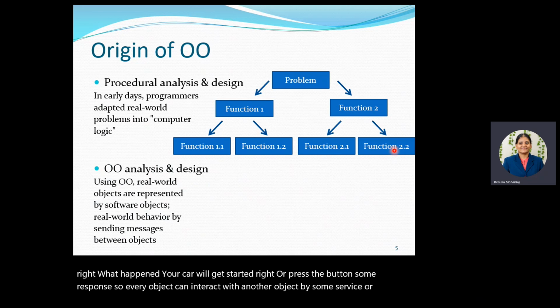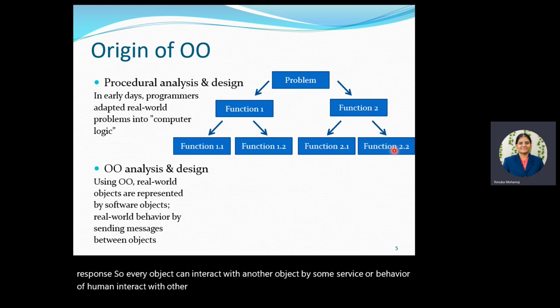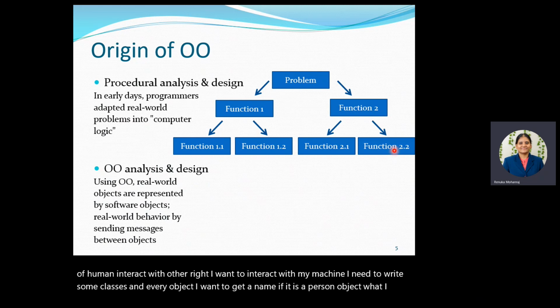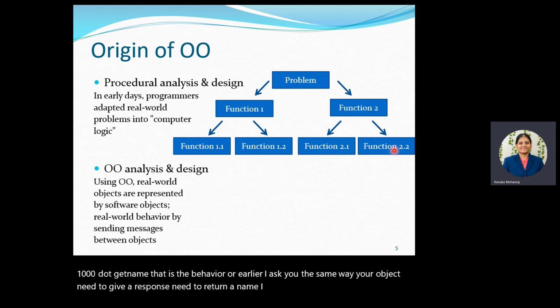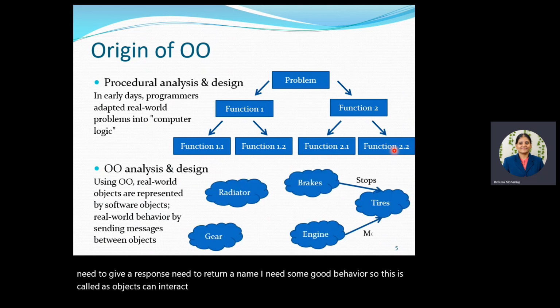How do humans interact with each other, right? I want to interact with my machine. I need to write some classes and objects. If I want to get a name from a person object, what do I need to do? person.getName. That is the behavior. Orally, I ask you the same way. Your object needs to give a response, needs to return a name. I need some get behavior. So this is called objects can interact with other objects. So for example, take this picture.